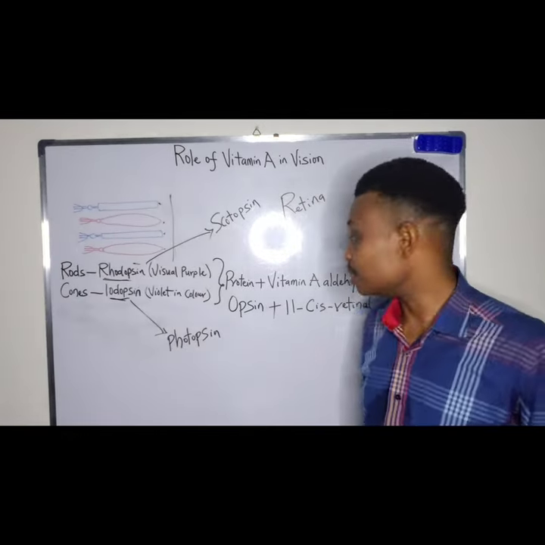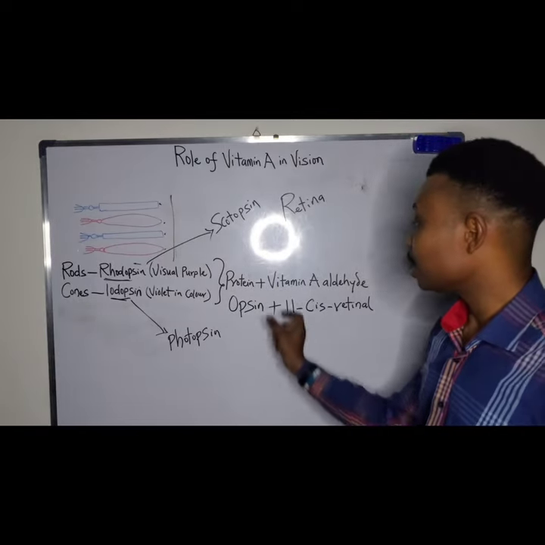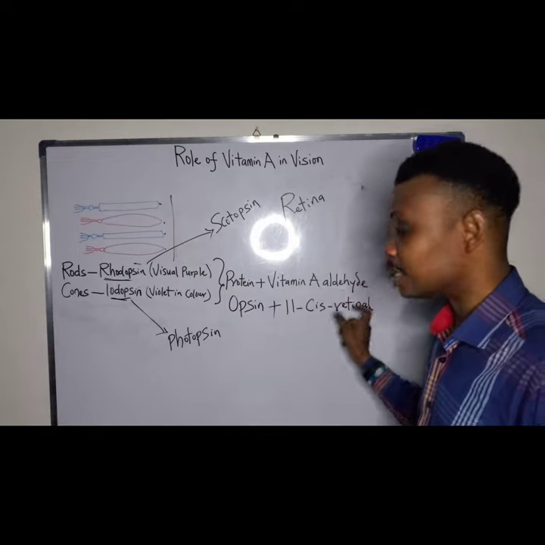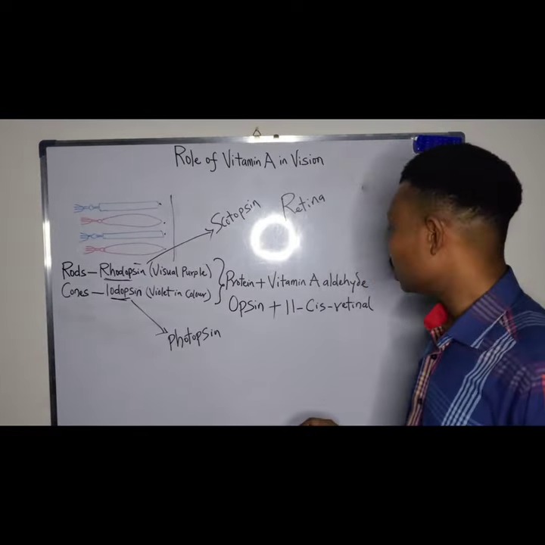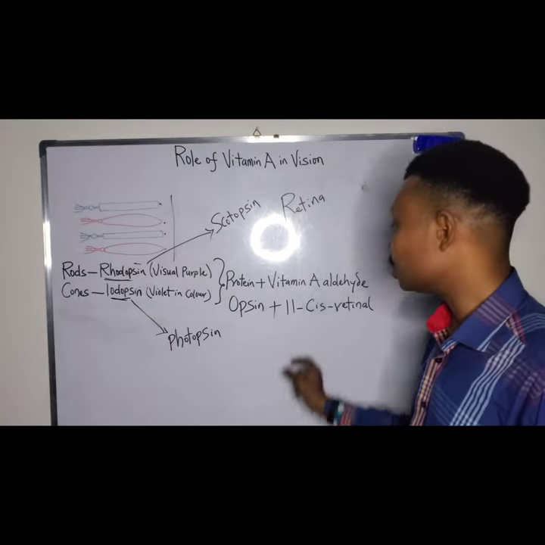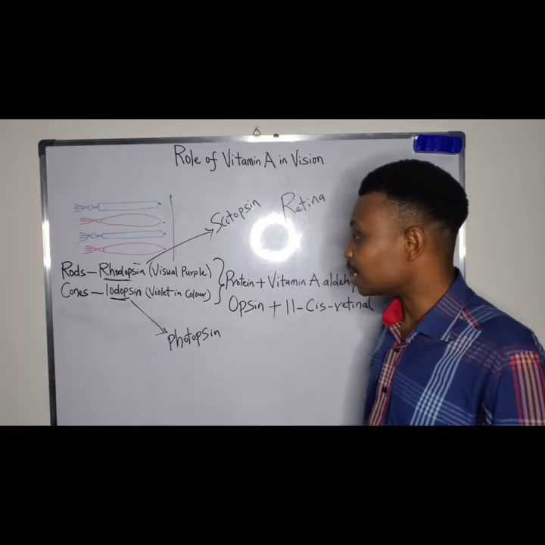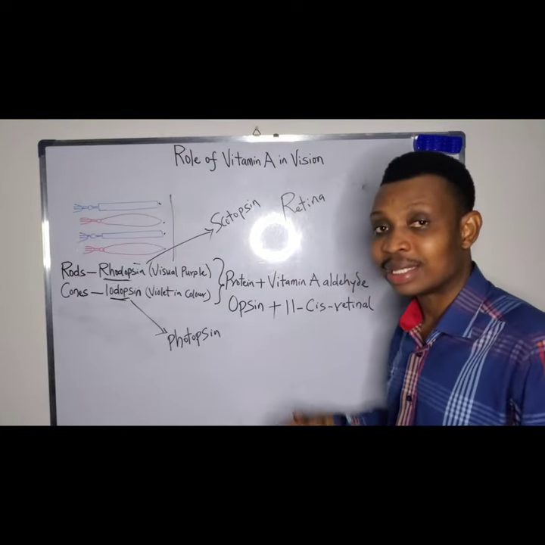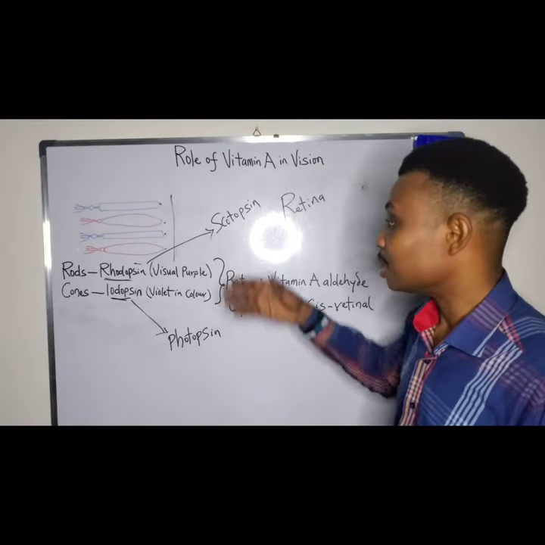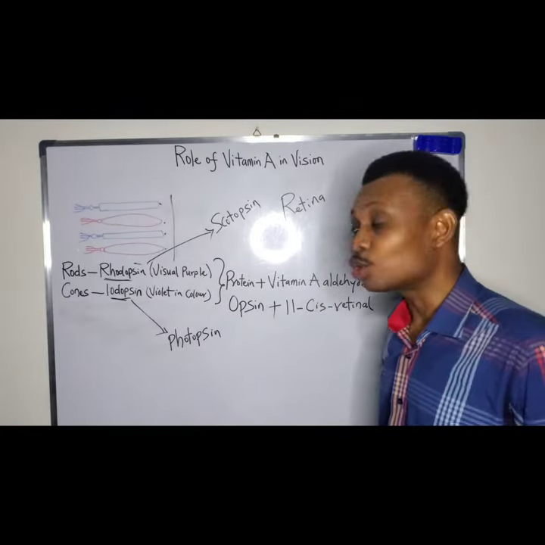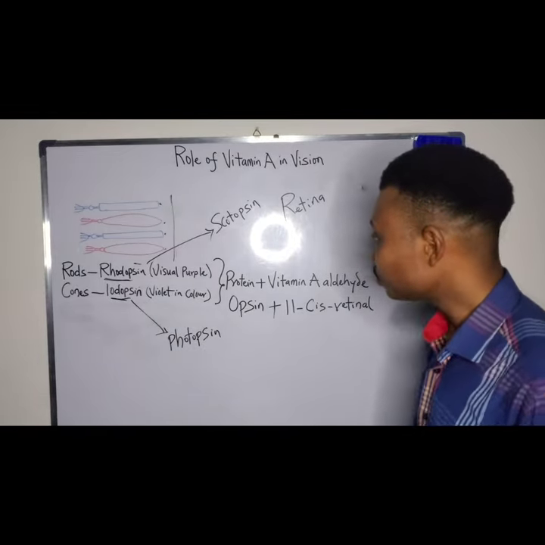So the similarity is this: both pigmented proteins contain a protein and vitamin A aldehyde. Generally, the protein is called the opsin and the vitamin A aldehyde is called 11-cis-retinal. But the difference lies in the type of opsin, that is, the type of protein. Rhodopsin contains scotopsin, while iodopsin contains photopsin.